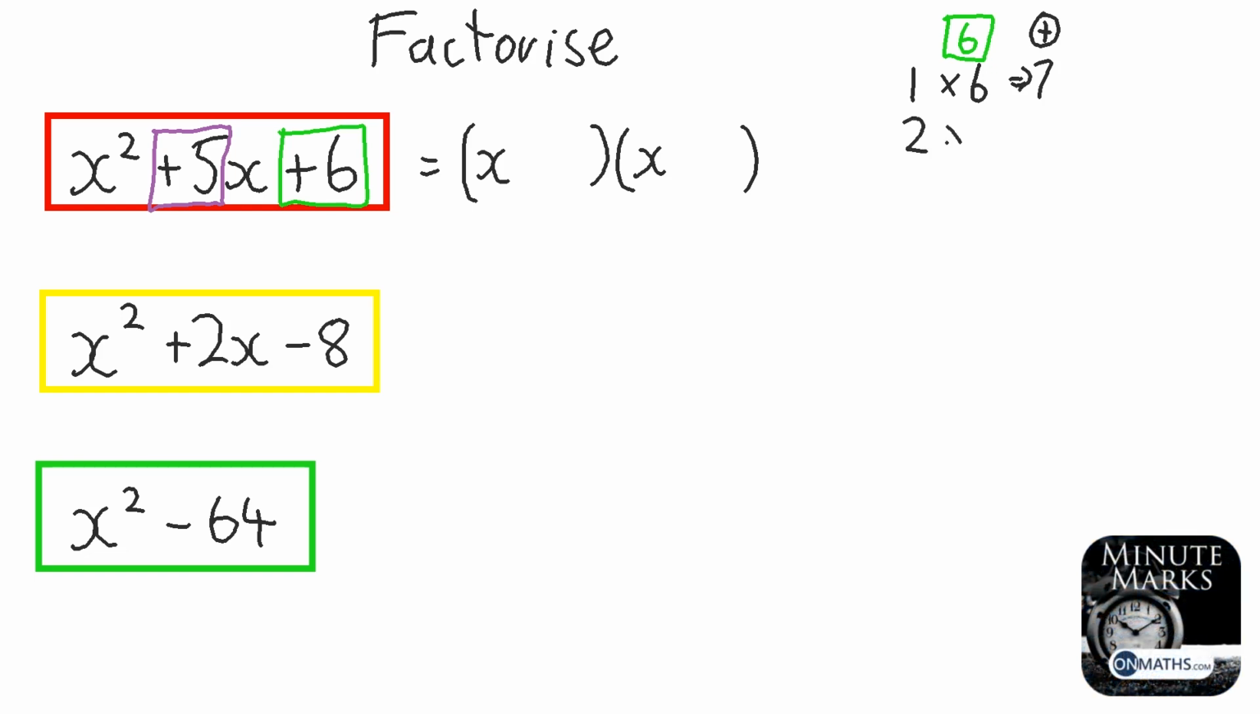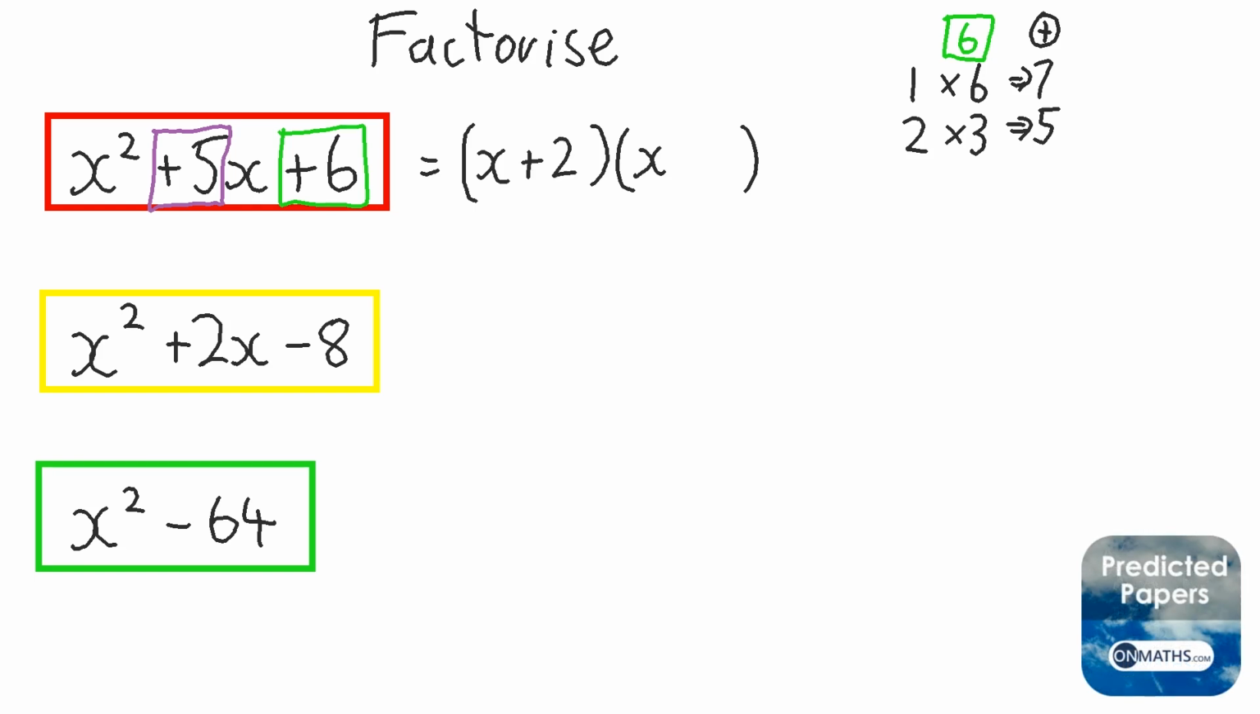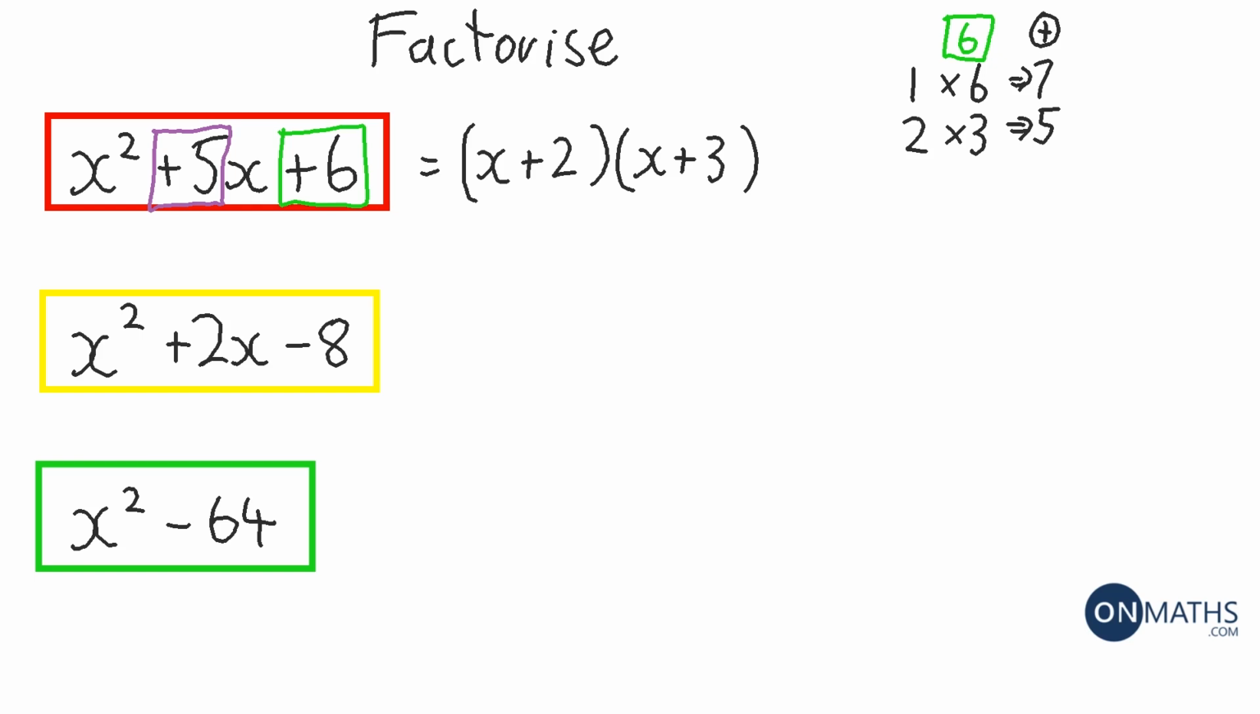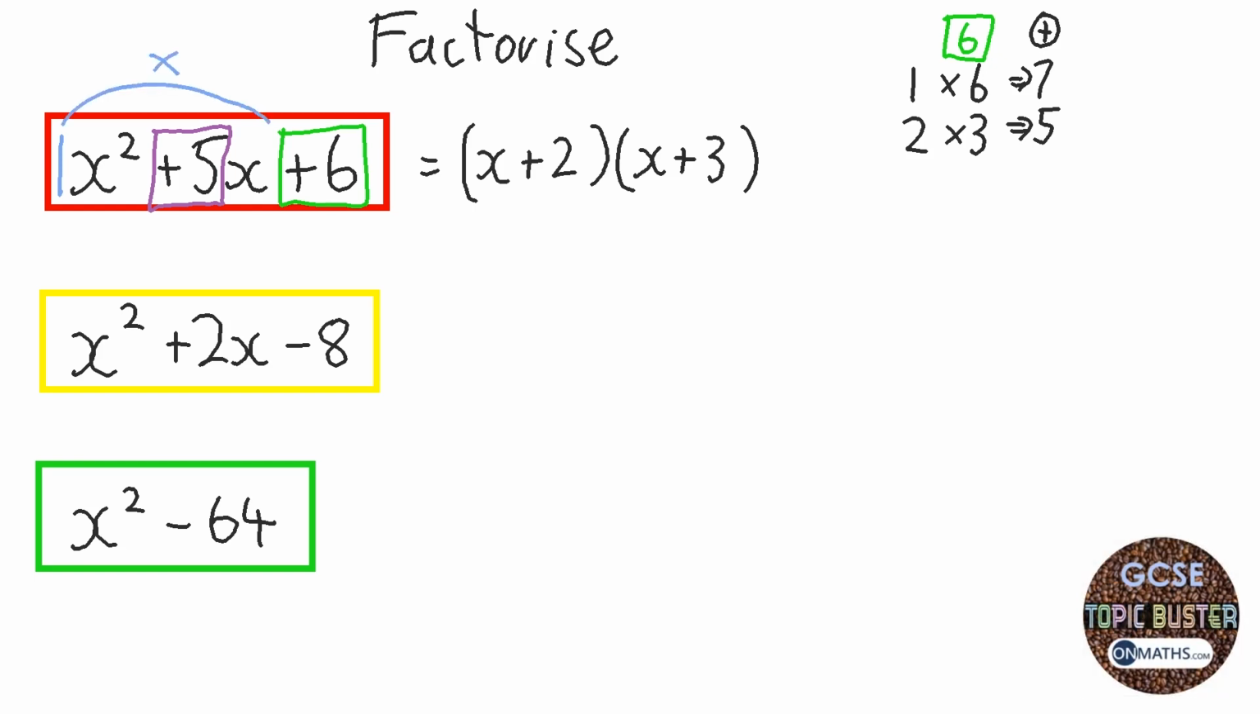Right, so 2 times 3, well those are going to add together to make 5. Okay, so it's 2 and 3. So we put plus 2 and plus 3, and that's it. Now the important thing to remember here is that we're not just finding two numbers that multiply together to make 6. Actually finding what they multiply together to make 1 times 6. Now 1 times 6 is 6, so we don't have to worry about the coefficient of the x squared, the number before the x squared. But in today's lesson we are going to be worried about a number before the x squared. So it just happens to be 1 in this, so we just kind of ignore the 1.